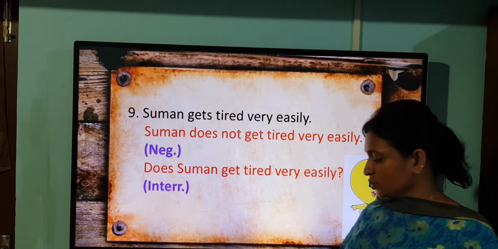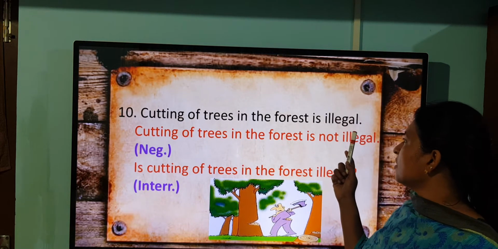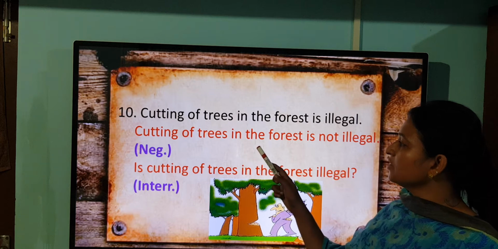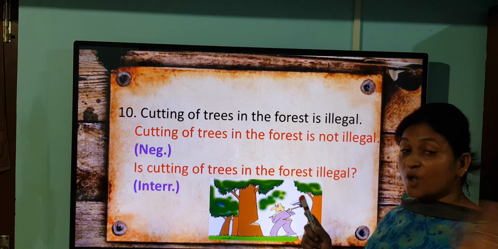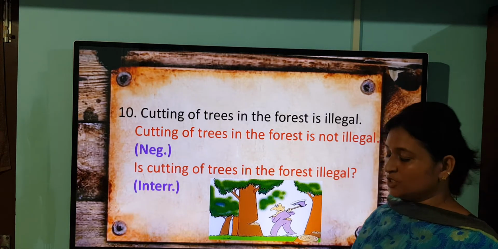That is interrogative. Cutting of the trees in the forest is illegal. Cutting of trees in the forest is not illegal. Is cutting of trees in the forest illegal? Interrogative.